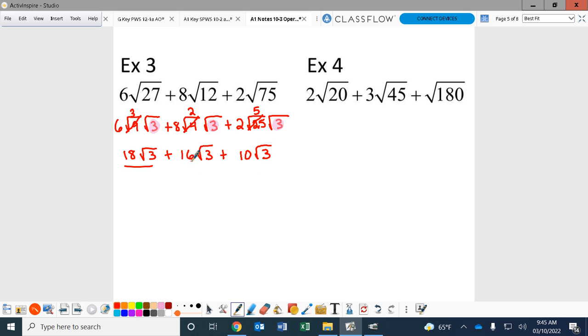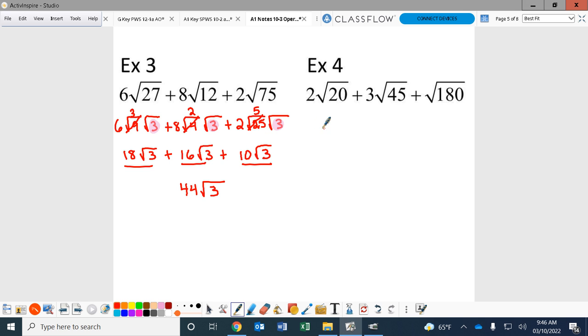What can you say about all 3 of these now? They're like terms. So we need to add. Grab your calculators: 18 plus 16 plus 10. 44, and you put the square root of 3 on the end of it. That's it. Questions of any kind? We're about to do the exact same thing on the next one. Questions?